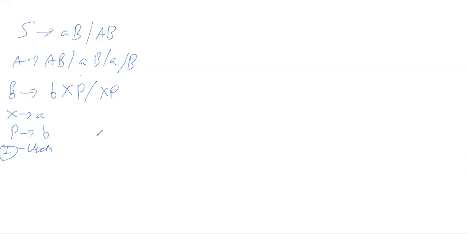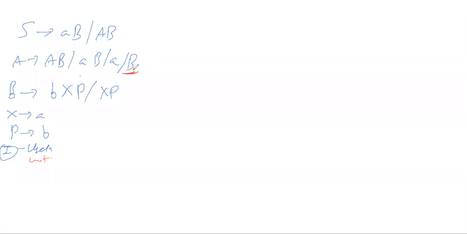Another one is we should not have any unit production. And we are having a unit production in this grammar. This is a unit production. Okay, unit production is existing, like A implies B. Then we should not have any null production. Here, no null production. Only one problem, the unit production. So we have to remove the unit production.